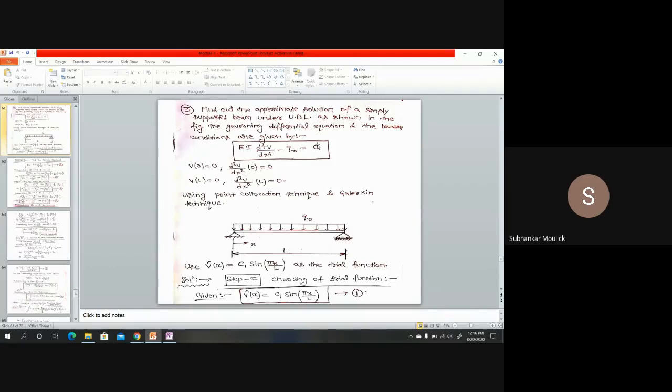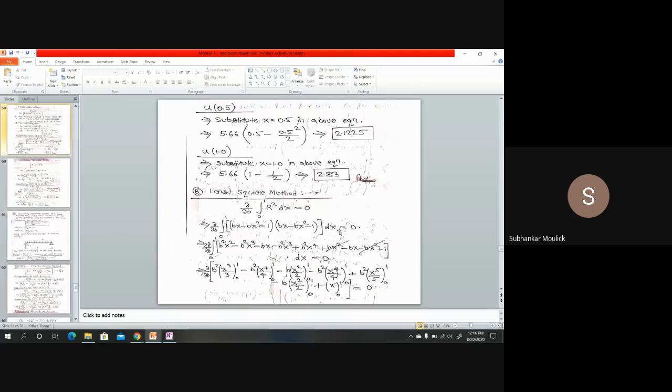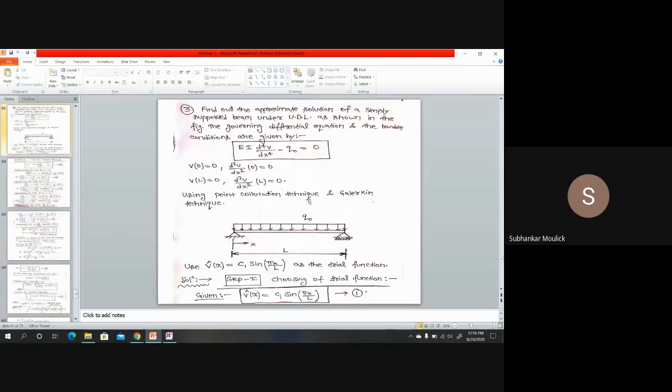This will be your approximated differential equation for the problem. Then you can write the residual as the left part of the equation, because if this q naught is present in the right hand side, you know how to write the residual. In order to write the residual, you have to bring everything towards the left hand side. Whatever is present in the right hand side, you have to bring it to the left hand side.